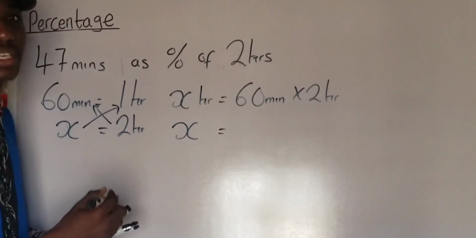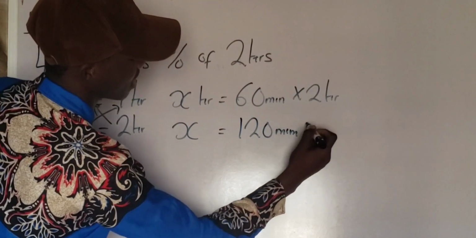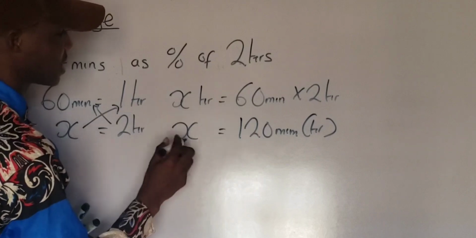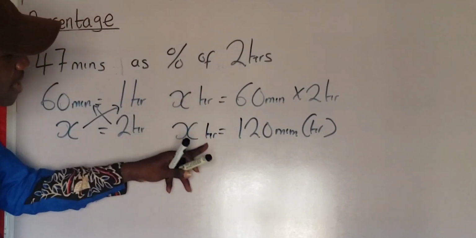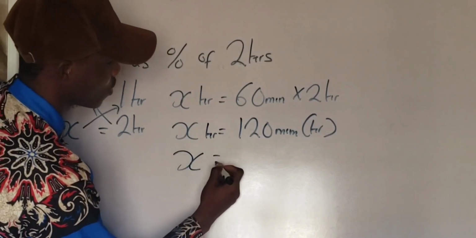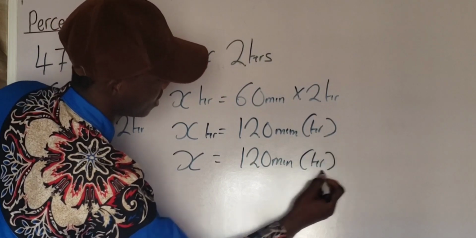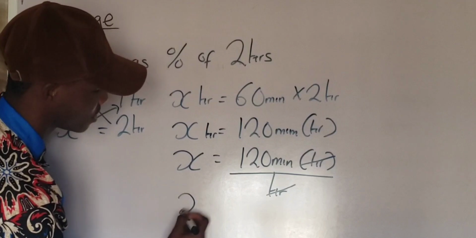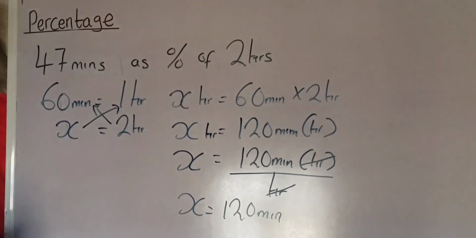That is what? 120 minutes. 120 minutes hour. Let me put hour in bracket because we have hour here, we have minute here. But this hour, I'm going to divide both sides by hour. Don't forget that I have an hour here, I have an hour here. So x will be equals to 120 minutes hour divided by hour. So this hour will cancel this hour. So x will be equals to 120 minutes. So 2 hours is equals to 120 minutes.